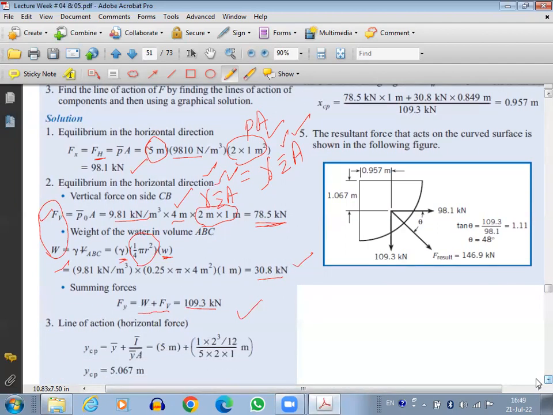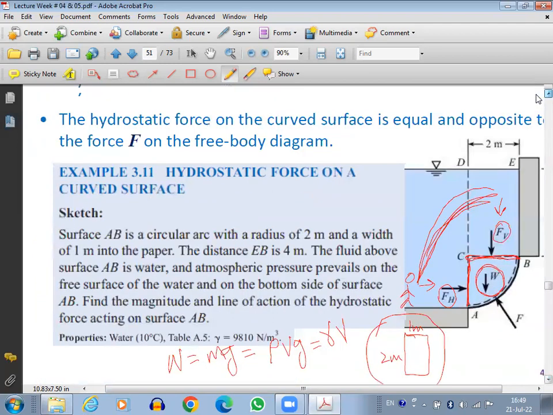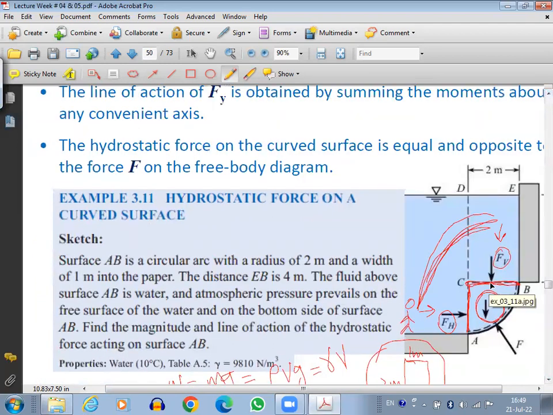Okay, so let's try to find out the line of action. For the case of the vertical force, FV, we don't have any issue, because we know it will be acting exactly at the center of this horizontal projection, exactly at the centroid. But for the case of the horizontal force, it will not be at the center. It will not be at the centroid. It will be below the centroid. So we have to find YCP. What will be YCP?